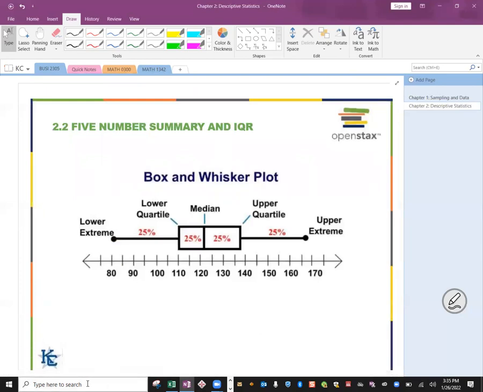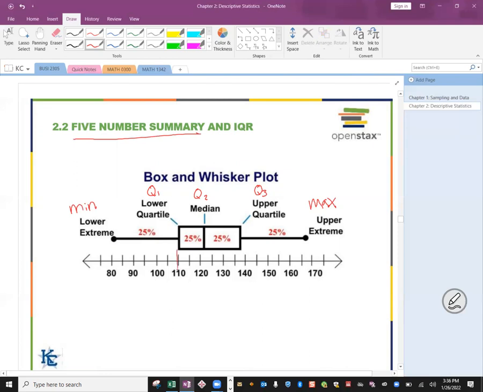contains 5 measurements. It contains our lower extreme, which is also called your minimum. It has your lower quartile, which is also called your Q1. It has your median, which we talked about, can also be labeled as Q2. It has your upper quartile, which is our Q3. And it has our upper extreme, which is our max. And so those are the 5 values we're talking about when I ask for a 5-number summary here.